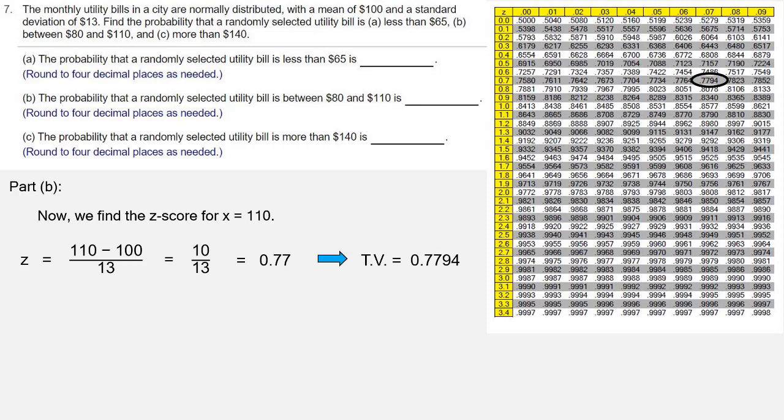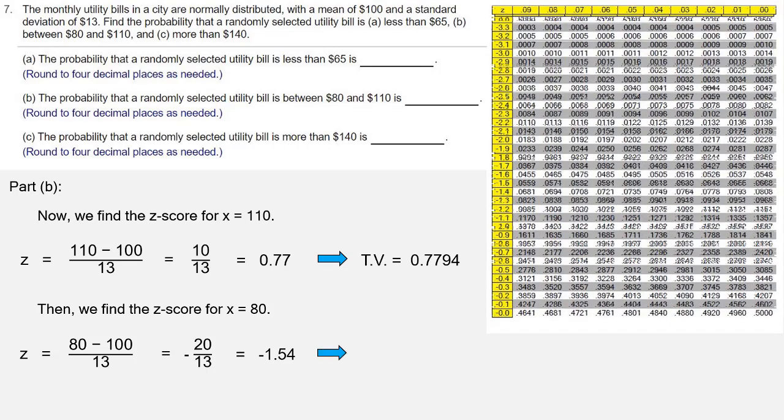Now let's look at the x value of 80. When x is 80, our z-score is 80 minus 100 over 13, which is negative 20 over 13, which is negative 1.54. So now we need the negative side of the standard normal distribution table. And we look up negative 1.54, and our table value is 0.0618.